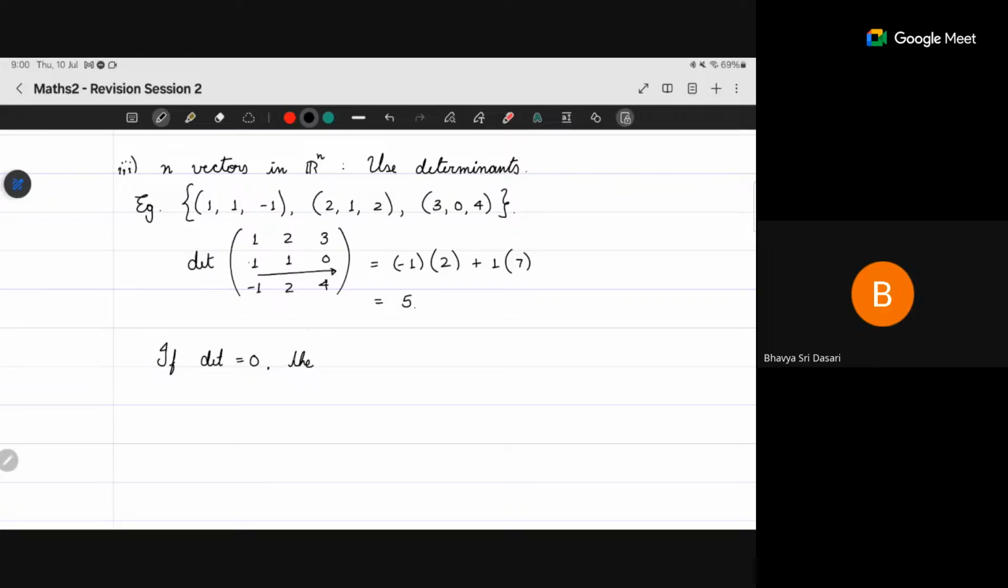So this is in general: if the determinant is 0, then linearly dependent. If the determinant is non-zero, then linearly independent. Compare with Ax equal to 0 when A is a square matrix.